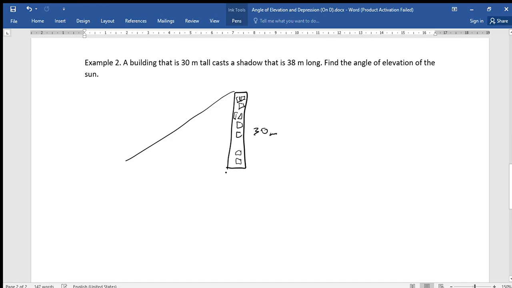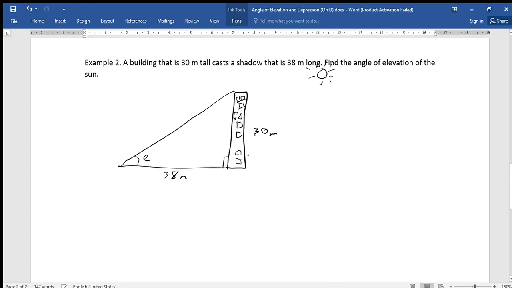Yung shadow, no? Sabihin natin nandito yung araw. So, siyempre doon siya magka-cast ng shadow. Okay? Ang layo doon is 38 meters. Find the angle of elevation. Ito yung angle of elevation natin. Okay, so kung mapapansin nyo, halos same lang naman siya doon sa una. Pero ang pagkakaiba lang is, iba na yung numbers. Okay? So, right angle pa rin naman ito.